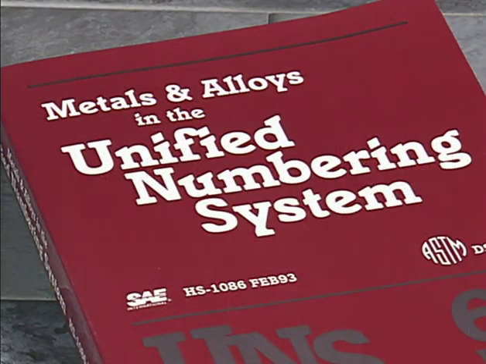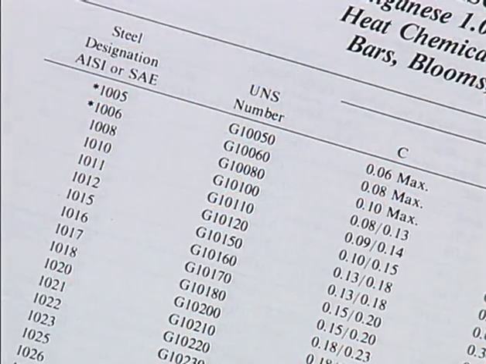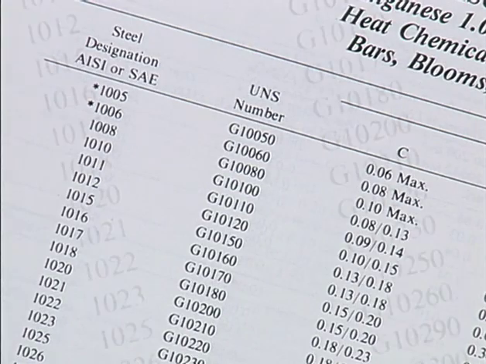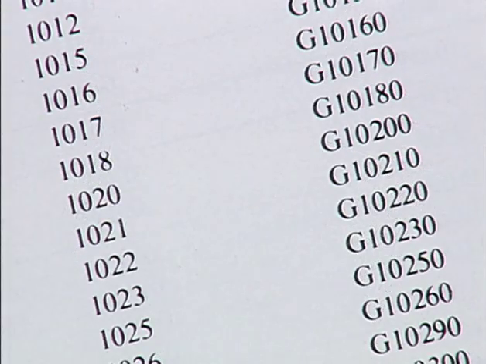Another useful designation system is the Unified Numbering System. The UNS designation for an alloy consists of a 5-digit number prefaced by a letter. The UNS system is very similar to the SAE-AISI system. For example, the UNS designation for SAE-AISI 1020 steel is G10-200.